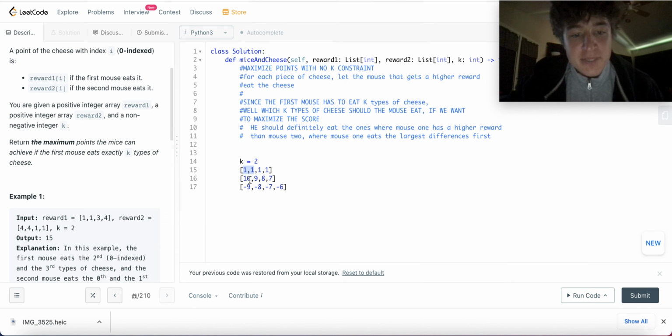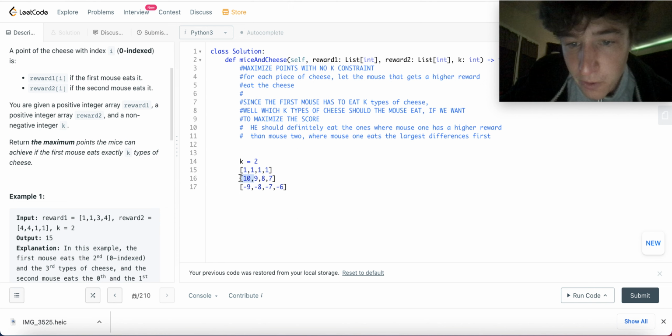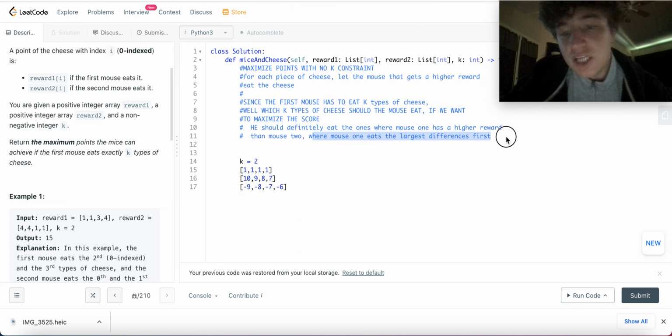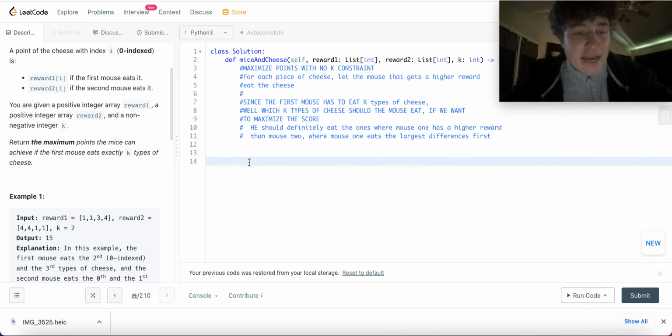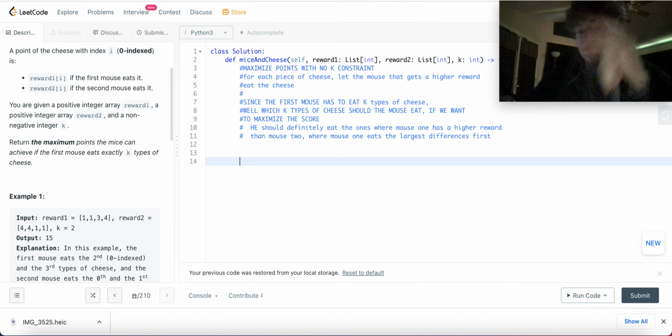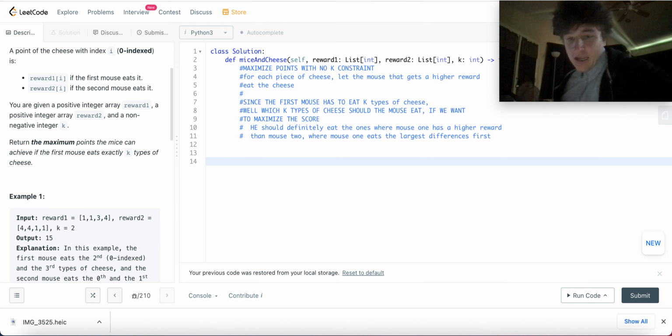Choosing these ones means that I don't get to add up these tens and nines. But if I choose these ones, then I'm only losing these 8 and 7. So I still get to use their maximum value, right? So I should always eat the largest differences first, okay? So what that ultimately comes down to in this example is that we find the k largest ones that mouse one should eat, and then find the remaining ones that mouse two should eat, okay?